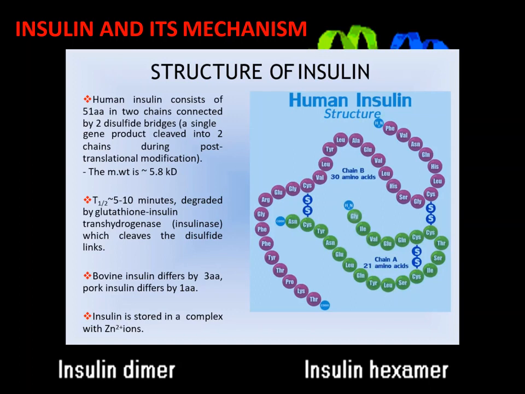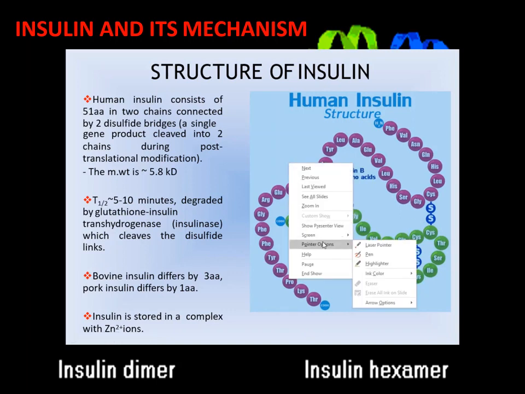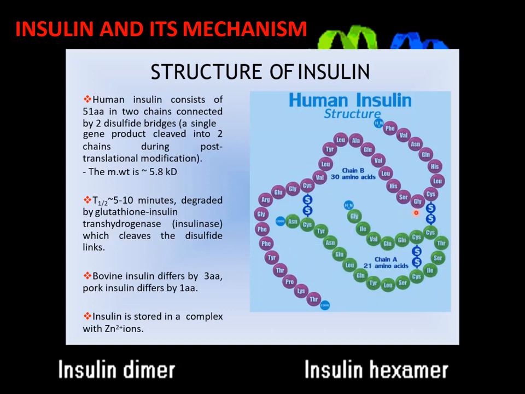Structure of insulin. Human insulin consists of 51 amino acids, which form 2 chains connected by disulfide bridges, as shown in the figure. I need to show the laser pointer. This one is the C-peptide, these are the disulfide bridges between the A chain and the B chain, and there is an intra-disulfide bridge within the A chain.